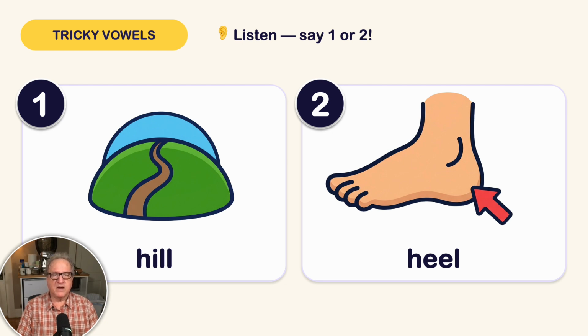And let's listen again. Here's another word. Heel. 1 or 2? Heel. It's number 2, heel. All right, so again, on the left is the short vowel sound, I for hill, and on the right is the long vowel sound, E for heel.